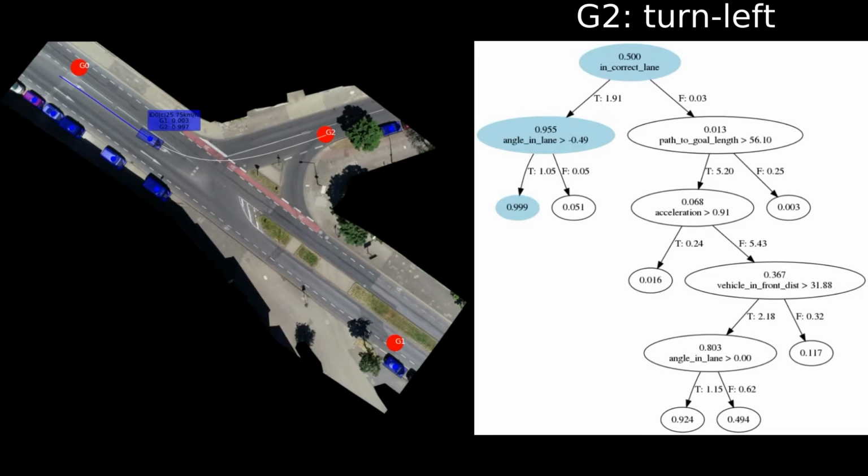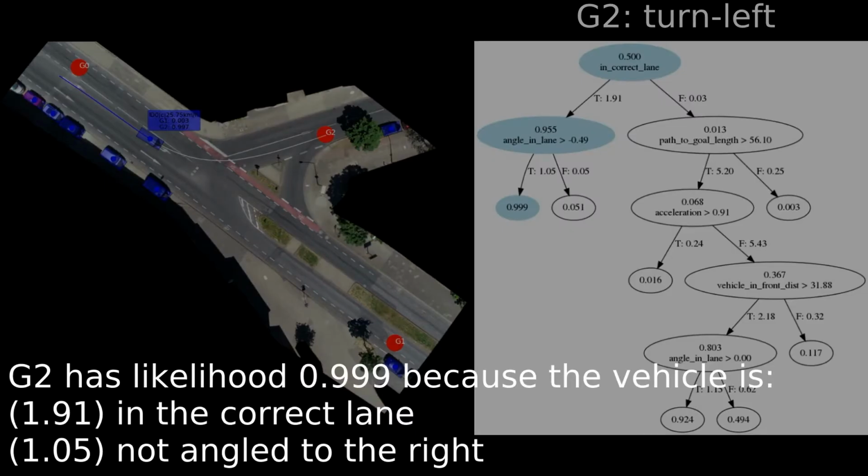From the decision tree on the right, it can be seen that the goal of turning left, G2, is given a very high likelihood of 0.999. This is because the vehicle is in the correct lane for turning left, given weight 1.91, and is not angled to the right, given weight 1.05.